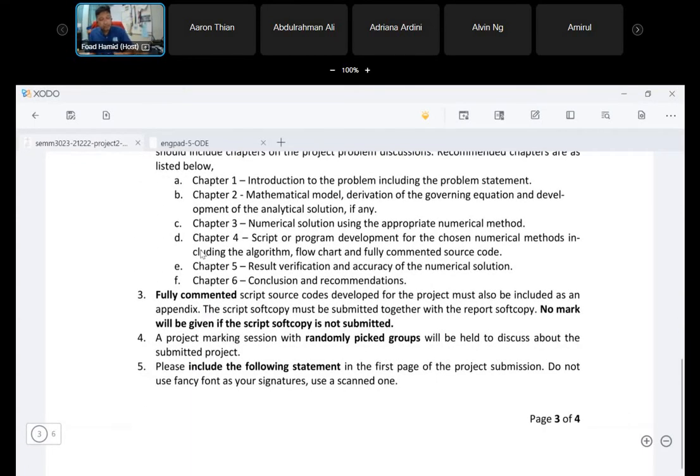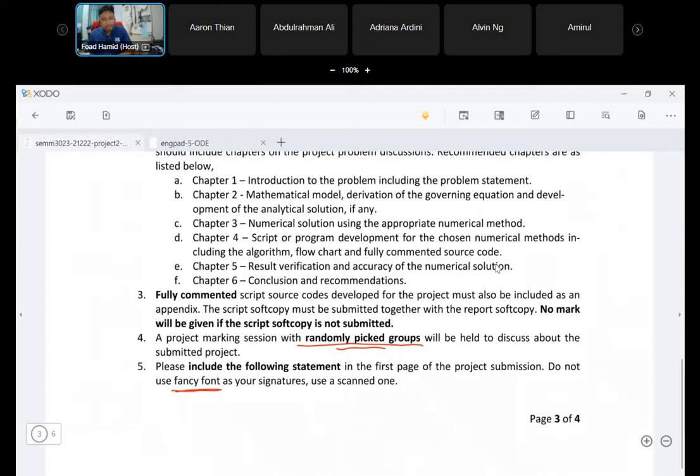And again, I want to stress that do not use fancy font for your signature. I do not accept that. Use a scan one. Of course I will randomly pick groups. I'm in the process of picking random groups for project number 1. I want to ask what was done, where, for example, where is the forward elimination code in the program. All this kind of thing.